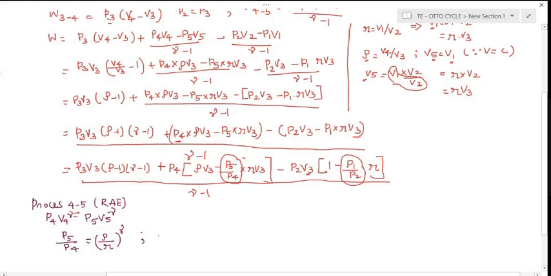And for P2, considering the process 1 and 2, which is a reversible adiabatic compression process, I can consider P1 V1 power gamma equals P2 V2 power gamma. From that I can say P1 divided by P2 equals V2 divided by V1 whole power gamma. Since V1 by V2 is R, here I have the reciprocal term, R power minus gamma.